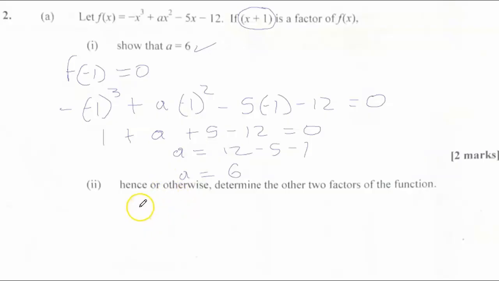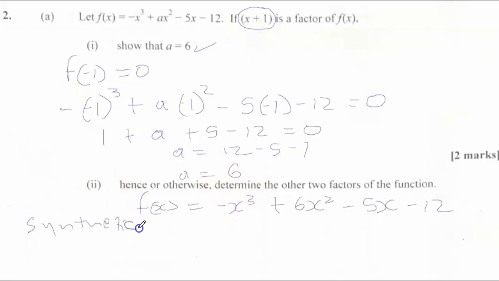So we know, let's rewrite the function. So f of x equal to minus x cubed. We now know that a is 6. So ax squared is now 6x squared minus 5x minus 12. Now we know that x plus 1 is a factor. So to get the other factor, we can divide. We can use either synthetic division or long division. I'll be using synthetic division.